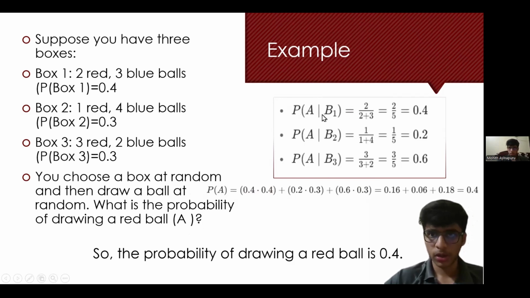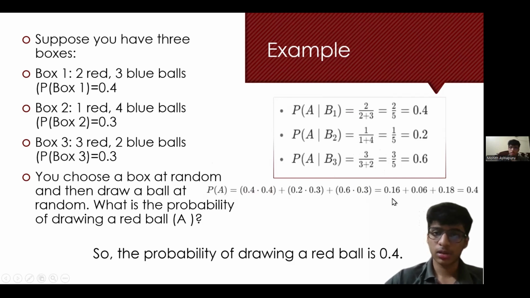The probability of drawing a red ball is a conditional probability. From box 1, the number of red balls is 2 out of 5 total balls, so 2 by 5 equals 0.4. The probability of picking a red ball from box 2: the number of red balls is 1 and the total number of balls is 1 plus 4, which is 5, so 1 by 5 equals 0.2. And the probability of picking a red ball from box 3 is the number of red balls, 3, divided by the total number of balls, 5, so 3 by 5 equals 0.6.